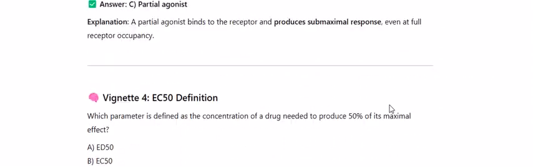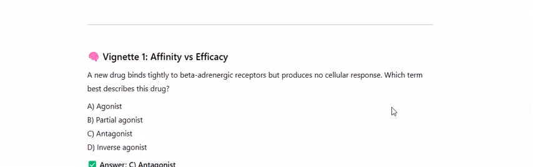Here are 10 Puerto Rico Medical Board-style clinical vignettes focused on pharmacokinetics and pharmacodynamics, receptor binding, each with 4 answer choices and detailed explanations. Vignette 1.